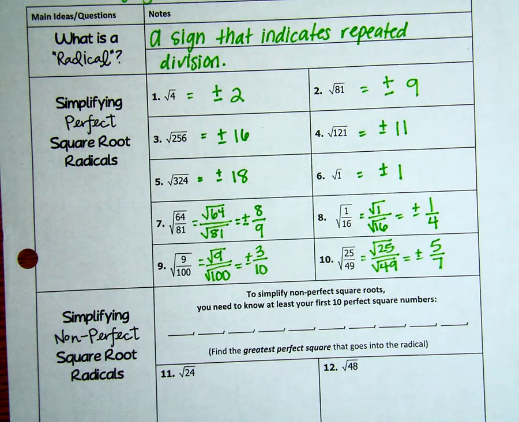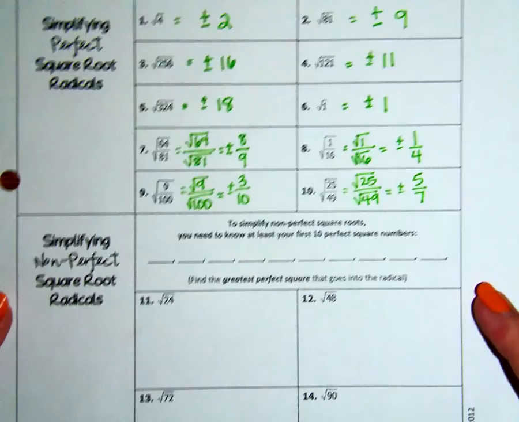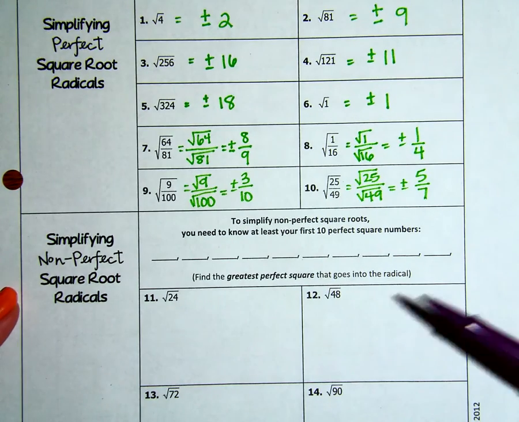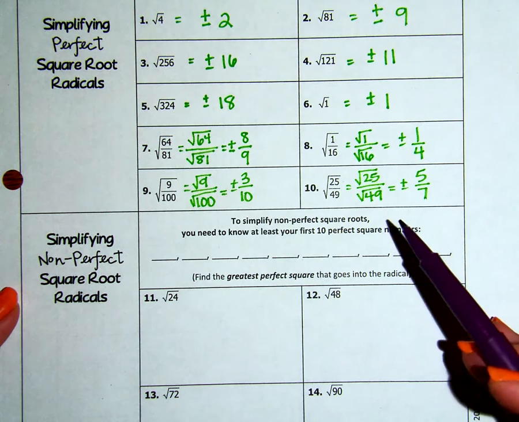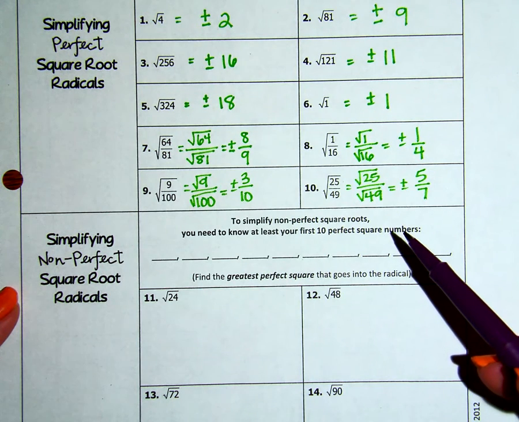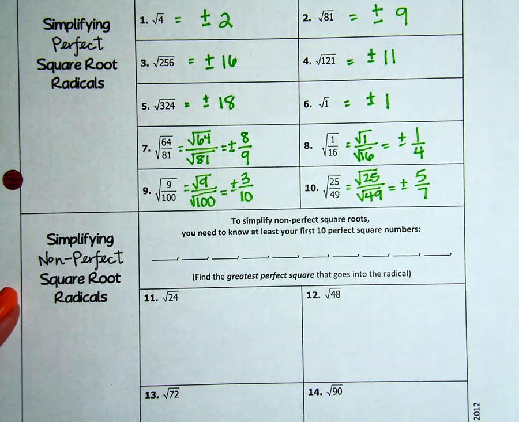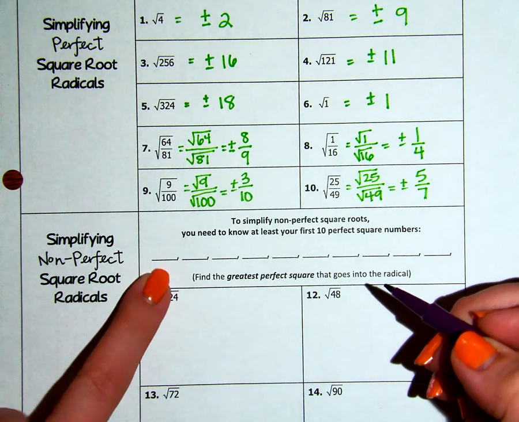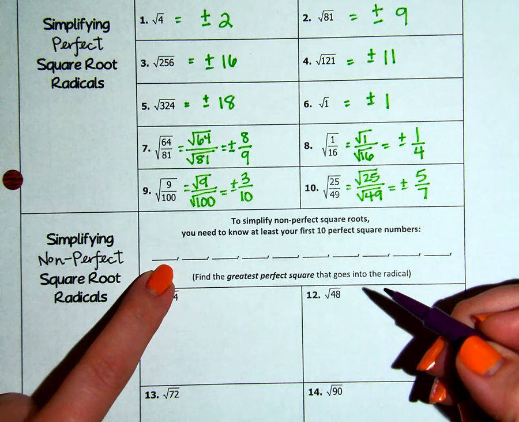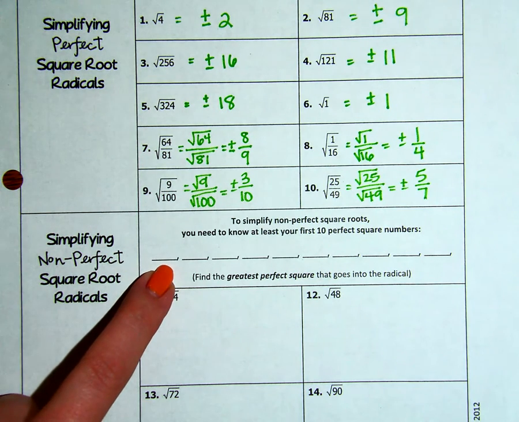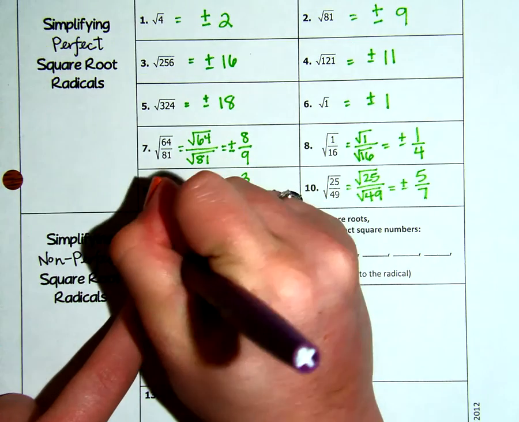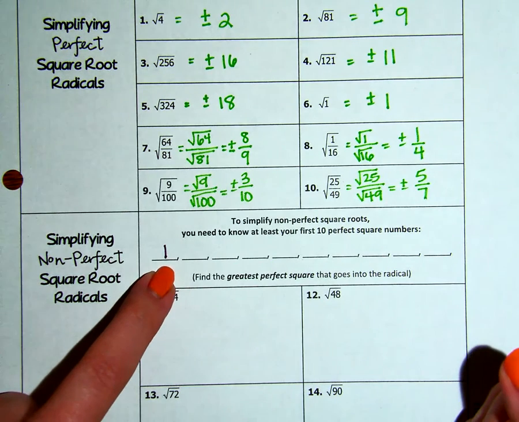From here on out, it's going to get a little trickier. But the first thing that I need to start with before I start looking at some of these tricky ones is it's going to be very beneficial for you to be aware of the first 10 perfect square roots. So what I'm saying is this number here, this is going to be whatever 1 times 1 is. So that's going to be 1. 1 is a perfect square root.